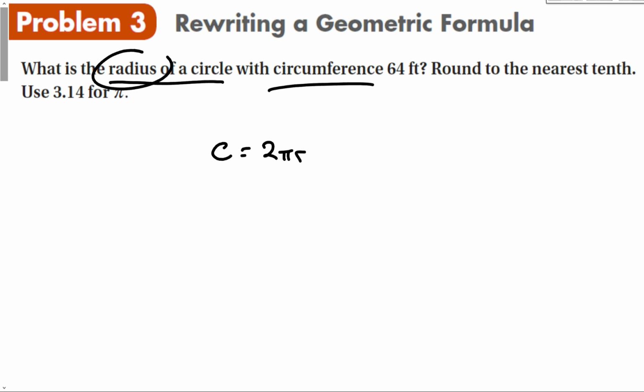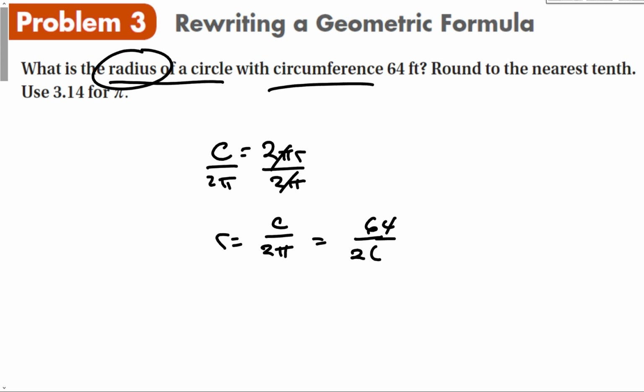What do I want to know? I want to know the radius, so I can very simply solve this for r. So the radius is equal to circumference divided by 2 pi. Which means this is going to be 64 over 2 times, use 3.14 for pi, and I should get my answer, which is going to be about 10.2 feet. Round to the nearest tenth.